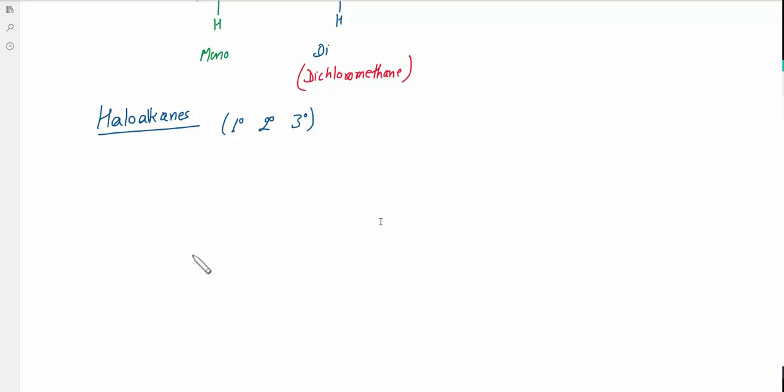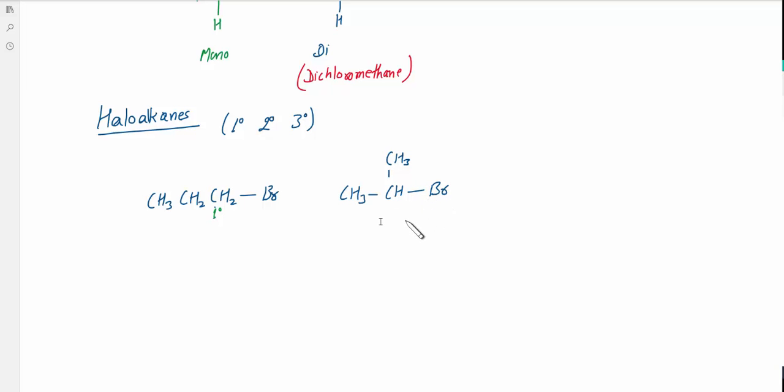So for example, if we have CH3, CH2, CH2 and after that bromine. So this carbon is connected to only one carbon. That's why this carbon is 1 degree carbon, right? But if I take say CH3, CH3, CH and Br.